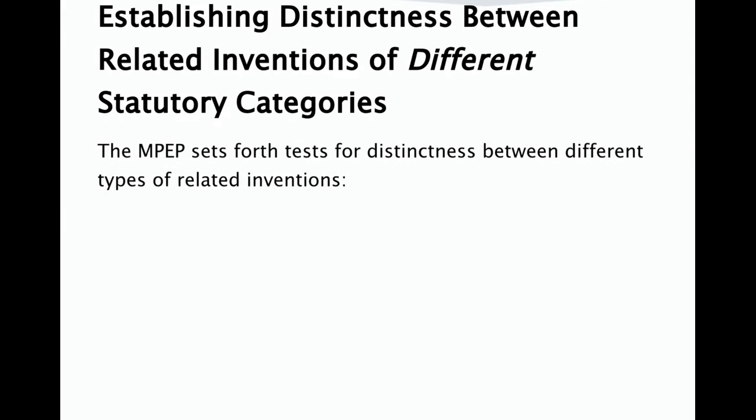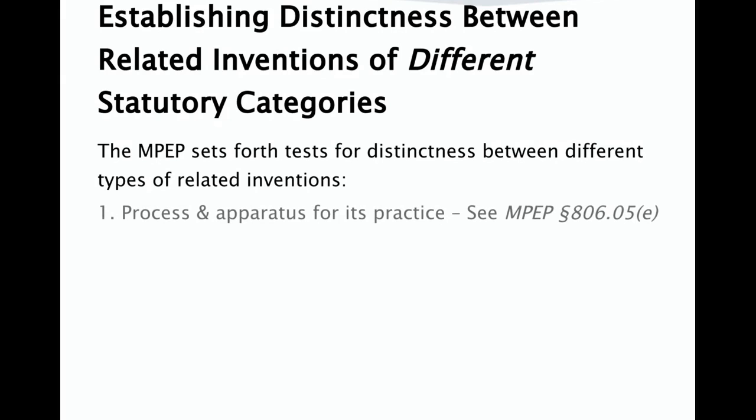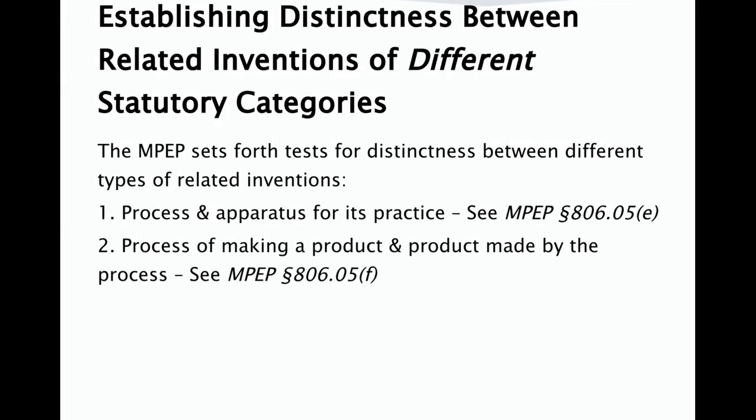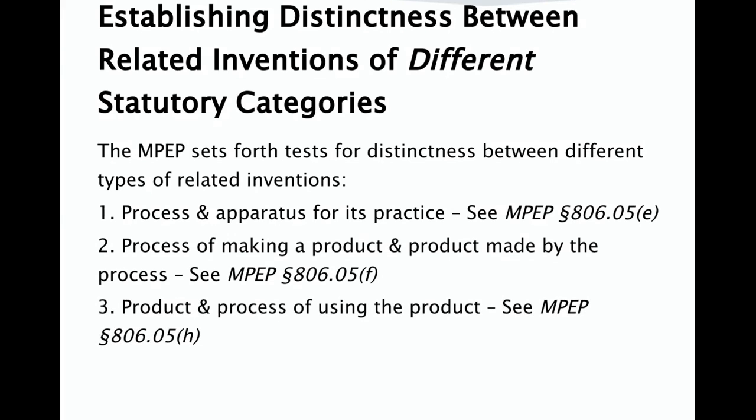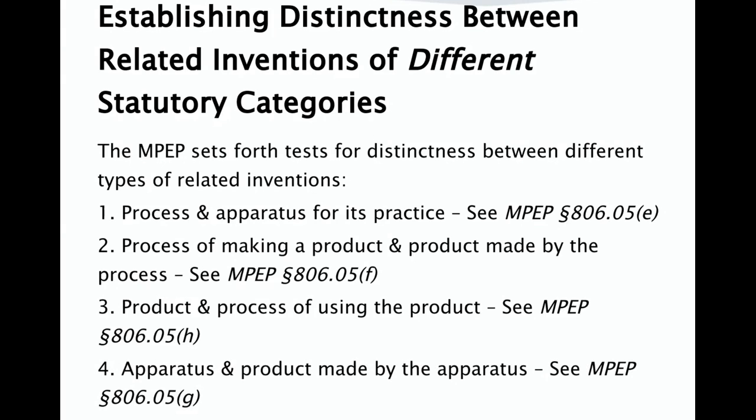The next slides will provide details on 4 types of relationships commonly found between related inventions. 1. Process and apparatus for its practice. 2. Process of making a product and product made by the process. 3. Product and process of using the product. And 4. Apparatus and product made by the apparatus. Because the relationships are between inventions of different statutory category, only one-way distinction is required to be shown.